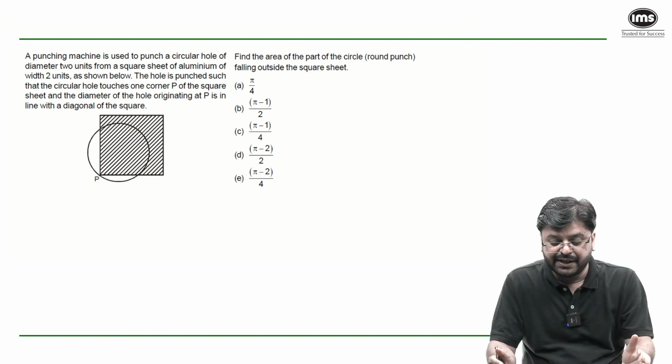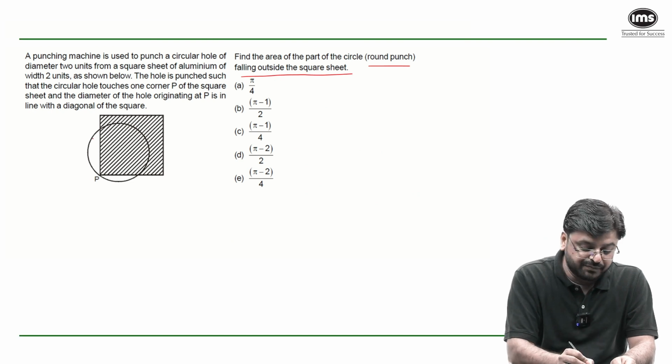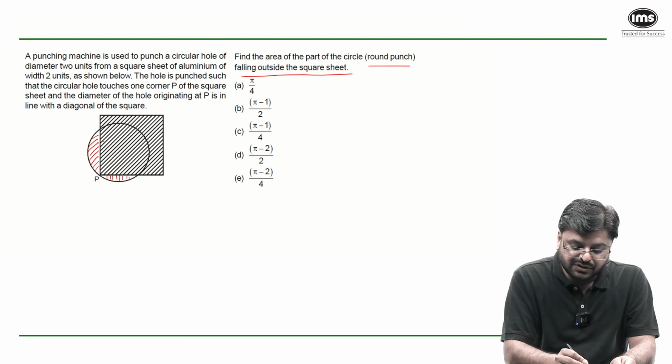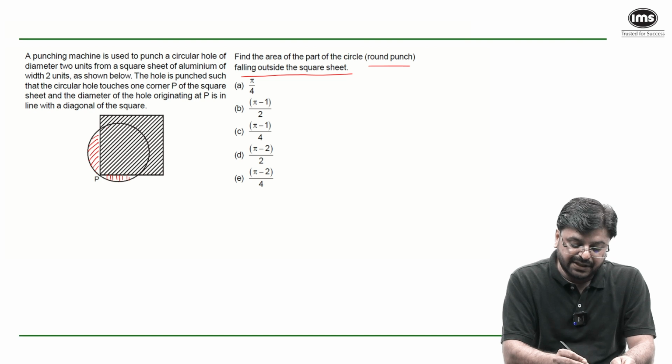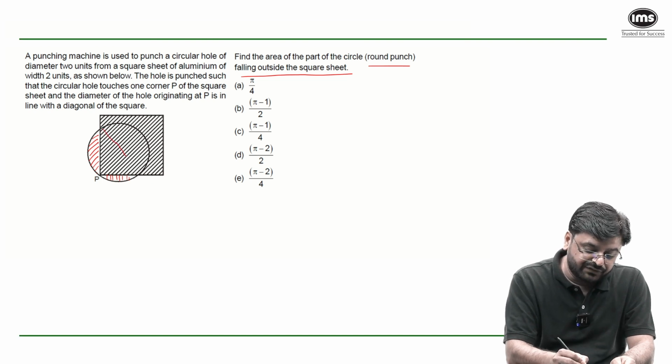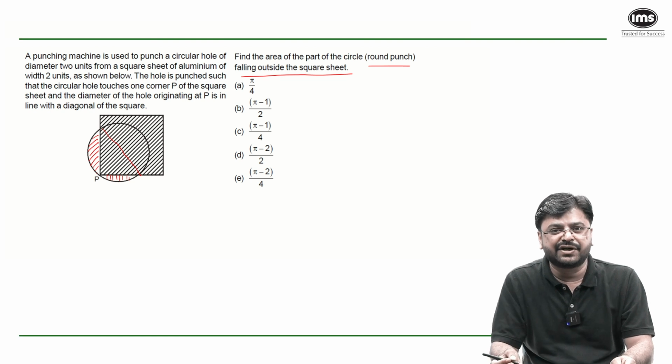Which says find the area of the part of the circular punch falling outside the square sheet. So basically we want to calculate this part. And as discussed in the earlier question, this is the area of the circle minus the semicircle and the area of the triangle, or semicircle minus the area of the triangle.